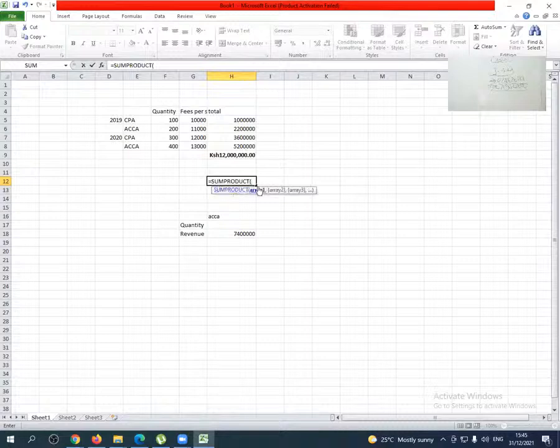Once I tab, they want arrangement 1, array 1. So array 1, I'll come and pick this. I say times. Again, I'll come and pick this. And then I say close bracket. So I've been able to take the two arrays, multiplied them, and then automatically this thing should be able to add for me. You can see the 12 million has come up here.